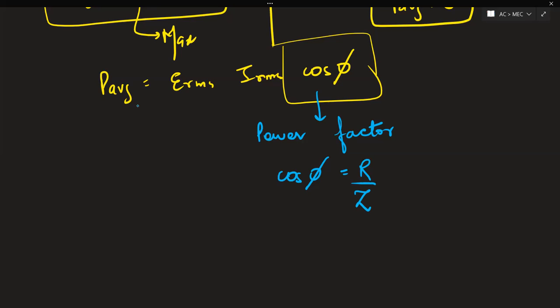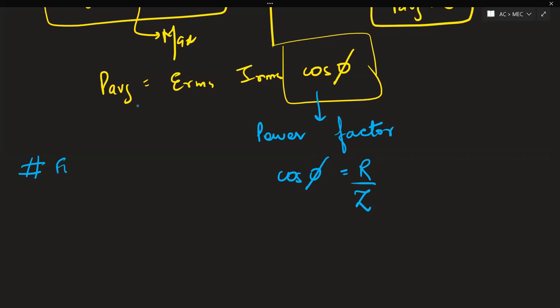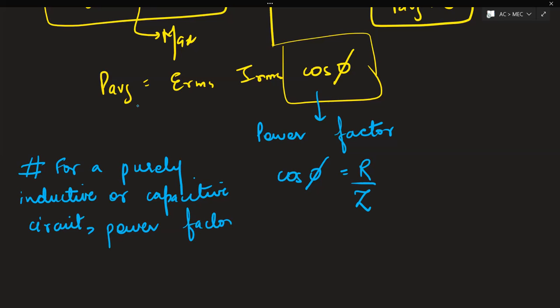So power factor for a purely inductive and capacitive circuit is 0, because cos phi is 0. So cos phi is 0. It means power factor is 0. So for a purely inductive or capacitive circuit, power factor is 0. Fine. This point you have to remember.